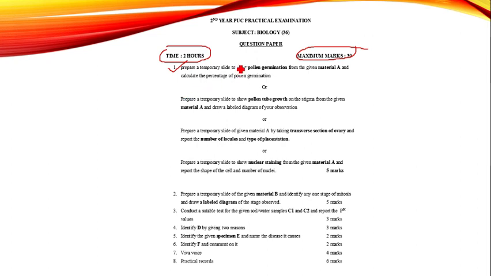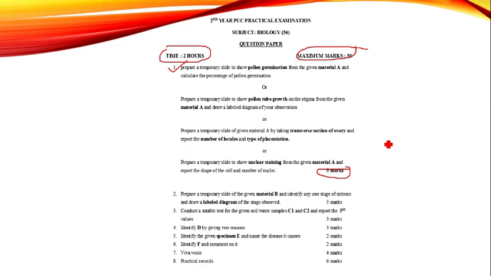Question number 1 contains 4 questions, but of these 4 questions, you will get only one in the exam. During practice, you have to practice all 4 questions, and during the examination you will get any one of these 4 questions. This is the 5 marks question.